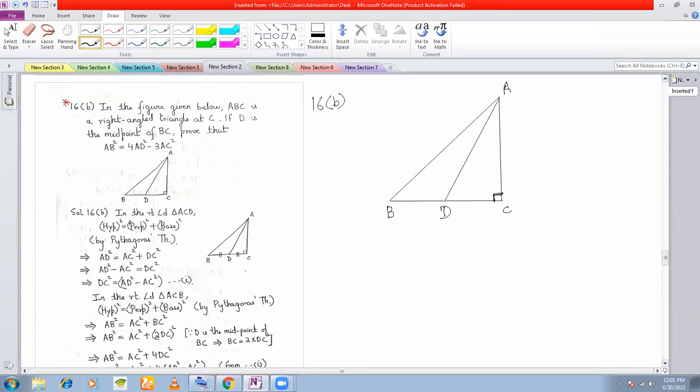If D is the midpoint of BC, D is the midpoint of BC means D is midway between B and C. That means this length must be equal to this length. You need to prove that AB square is equal to 4 times AD square minus 3 times AC square. Okay. No lengths are given. You simply need to prove this. Only what is given to you here is BD is equal to DC.